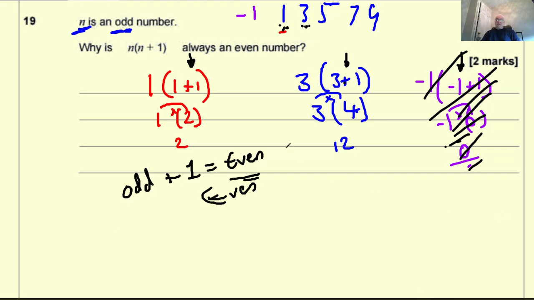Alright, so this is your justification by showing these 2 examples. That if I put 1 in, it becomes 2. If I put 3 in, it becomes 12. If I put 5 in, 5 plus 1 is 6. 6 times 5 is 30. So I'm creating a pattern where the solution is always an even number.